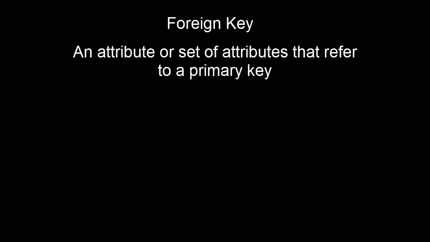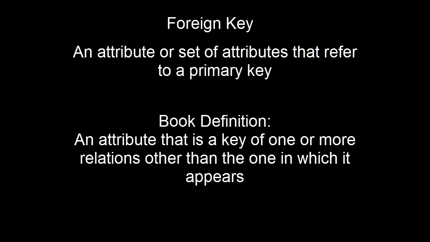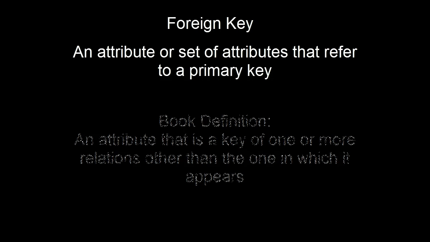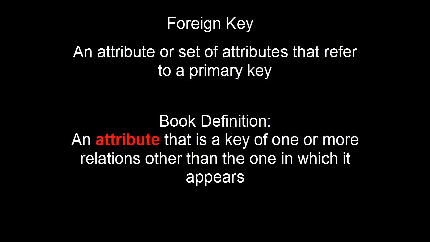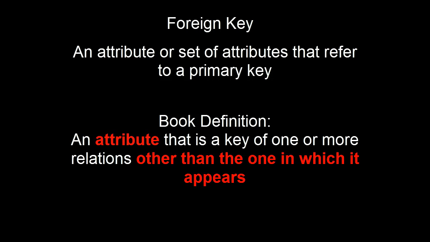You might have noticed that this definition differs slightly from what's in the book. The book's definition states that a foreign key is an attribute that is a key of one or more relations other than the one in which it appears. Now there's a couple problems with this. First, if a foreign key refers to a composite primary key, the foreign key will be made up of the same number of attributes that are in the primary key. So it's not just a single attribute all the time. Second, a foreign key may also refer to the same relation in which that foreign key resides. So let's take a look at both of these issues in a little more detail.